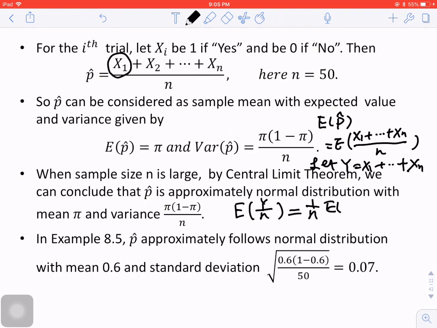So this is equal to this. And y is a binomial random variable, so its expectation should be equal to np, right? So you cancel those n's, and it's going to be p.